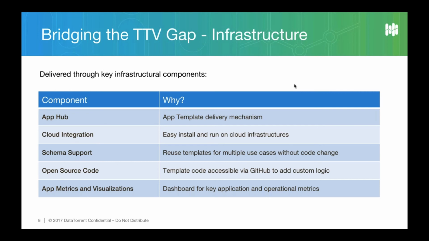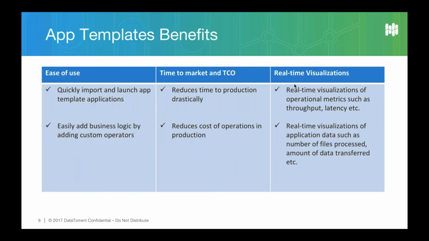The other big thing is the app metrics and visualizations. We also provide dashboards for key application metrics and operational metrics. For example, with Kafka to HDFS, you might want to know how much data you're writing to HDFS per second, or how many files you're writing to HDFS per second, and things like that. Those metrics are operationally helpful, but if you want to expose other metrics such as the number of errors or the number of fraud events, those will be application level metrics. Those can be exposed onto the dashboard very easily as well.